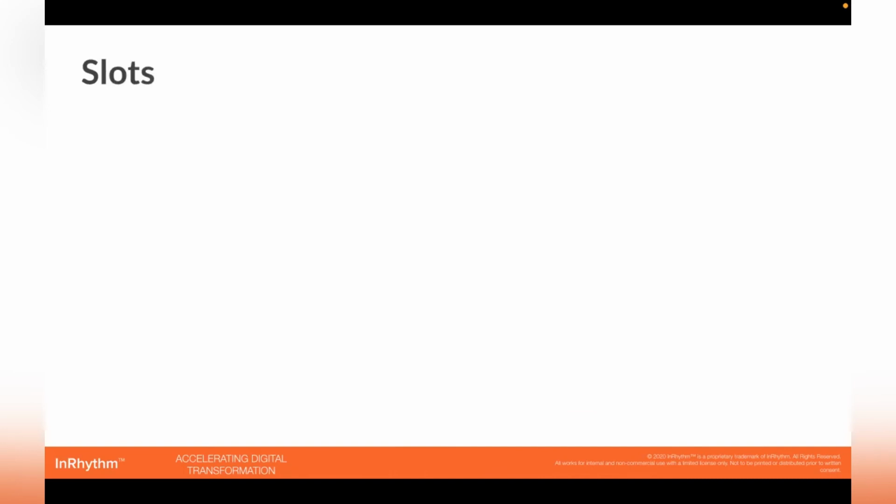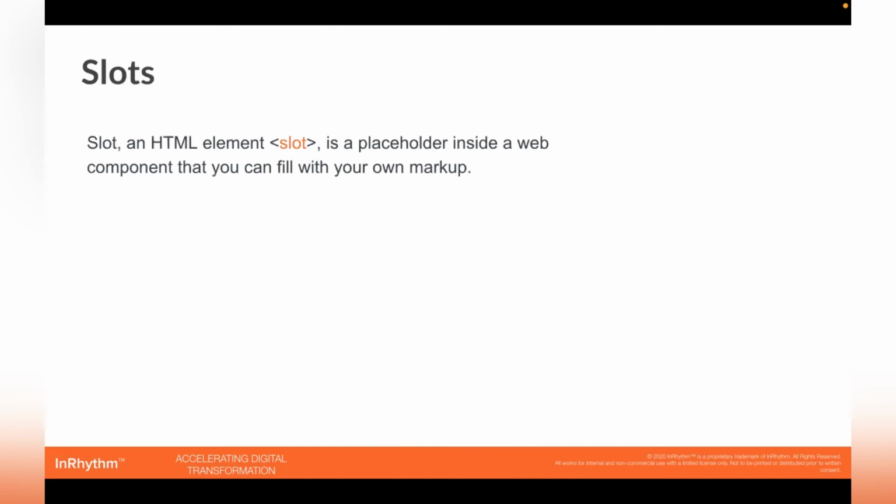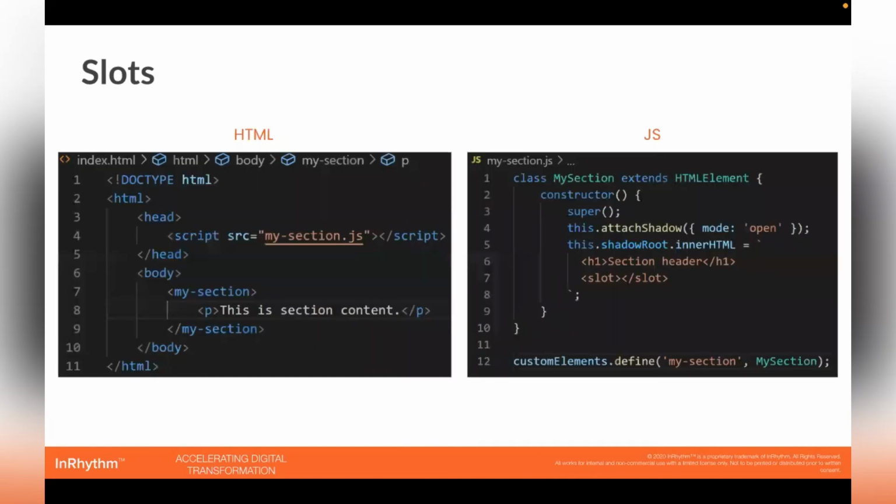The third feature I want to introduce is slots. A slot is just an HTML element that is considered a placeholder inside the web component, and you can fill it with your own markup. You can pass in markup as children to your web component, and the children will be placed in that slot element. For a real example here, we are using a new web component.